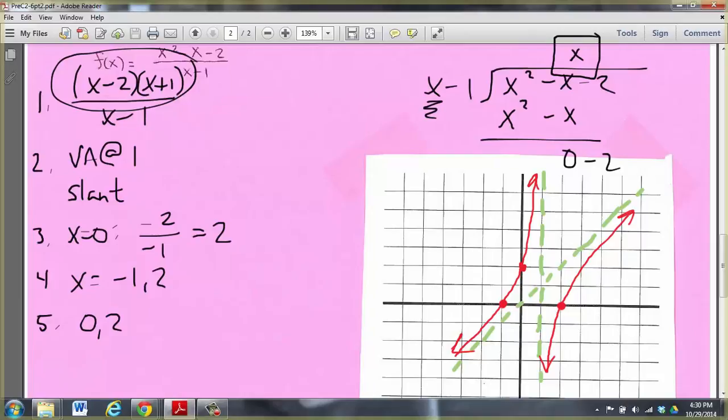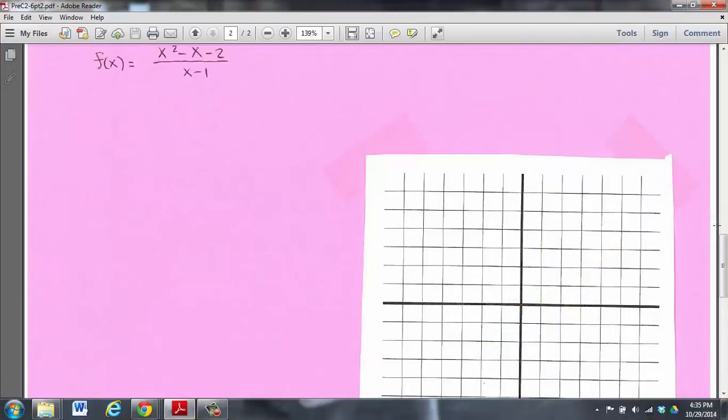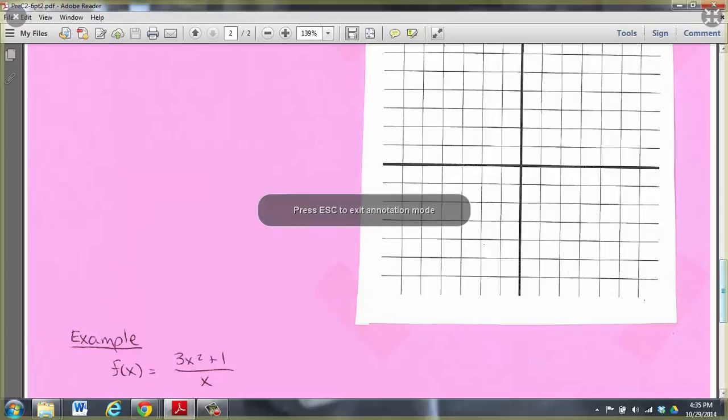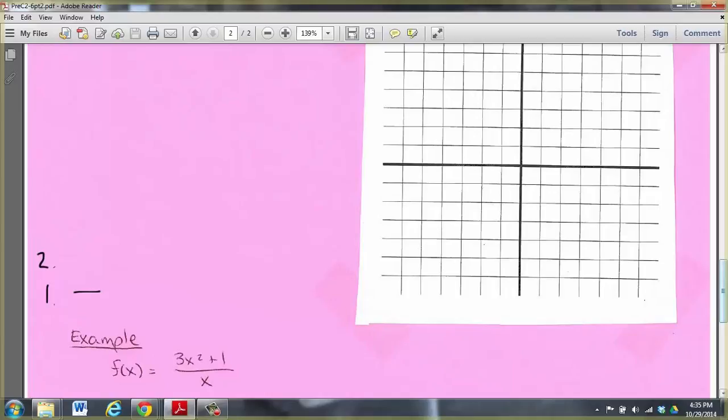One last example. I'm going to work backwards this time. In other words, the stuff's going to be on the bottom. Okay, so 1, simplify. Doesn't look like the top can be simplified at all. So 1 is a scratch. There's nothing for us to do. 2, vertical asymptote at 0. And there will be a slant.